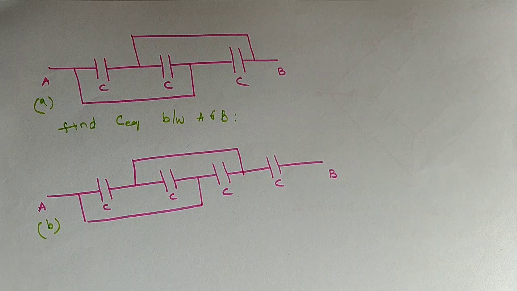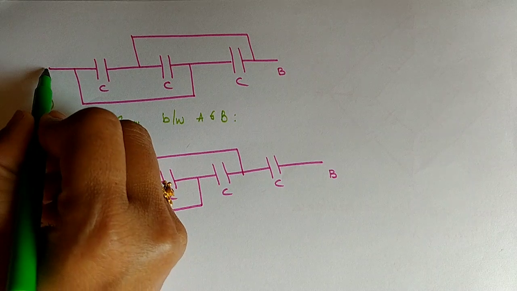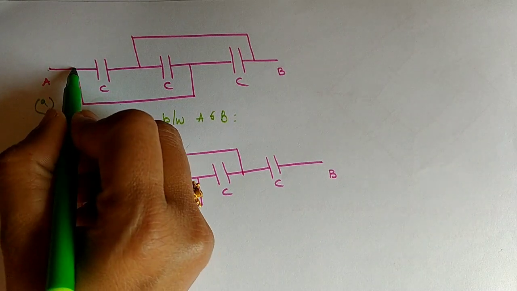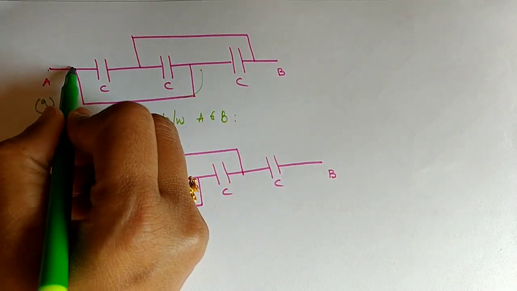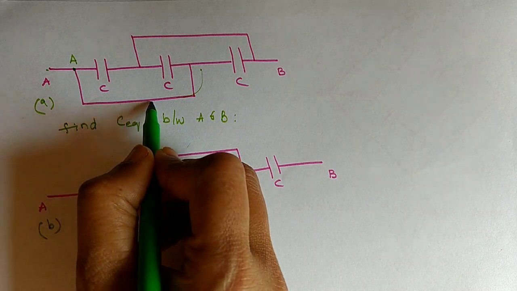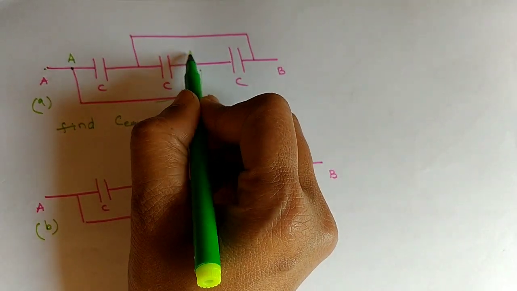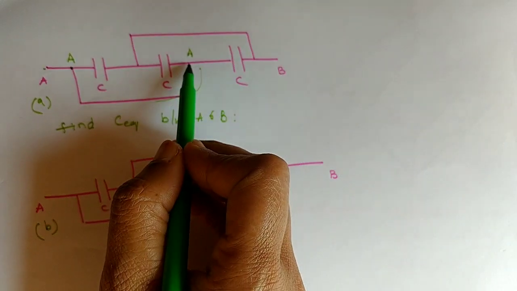So for such type of questions, we will label the terminals. Since this end is A, potential remains the same throughout the points on this wire. So if I call this terminal A, name this terminal also as A. Along the wire you go ahead, name this terminal as A, because throughout the wire potential remains constant.